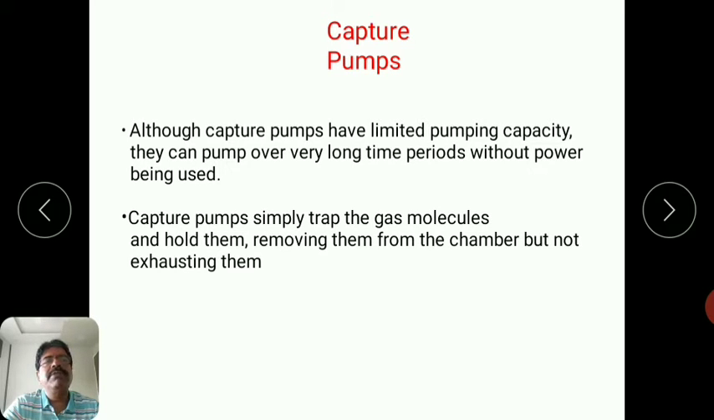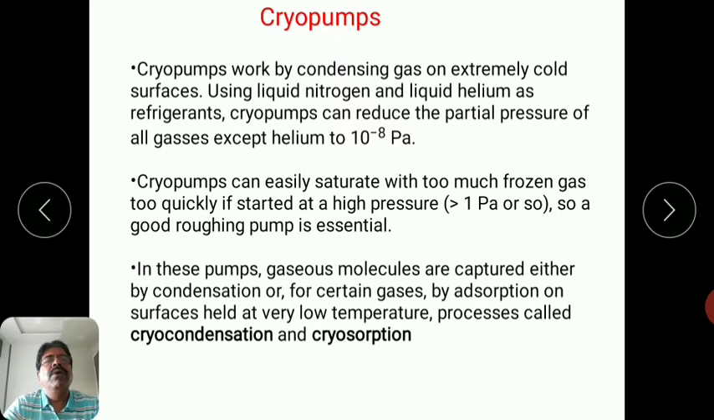But capture pumps are different in the respect that they collect these gas molecules, they trap or capture them, and they hold them inside the chamber itself by a certain mechanism. So they do not try to exhaust these gas molecules from the chamber. In that respect, capture pumps are different from the other types of pumps. Okay, so today we shall study cryo pumps.